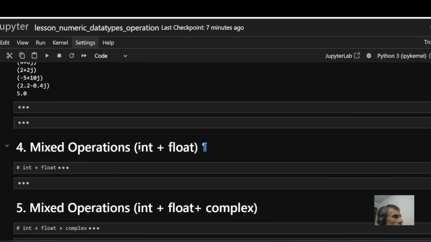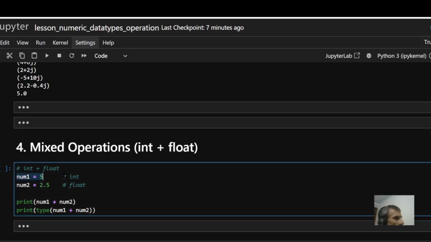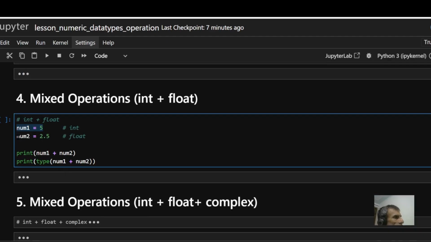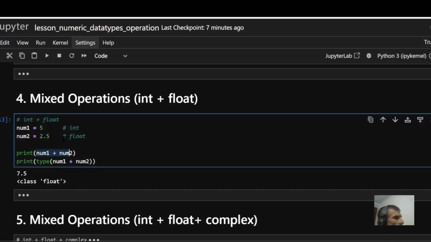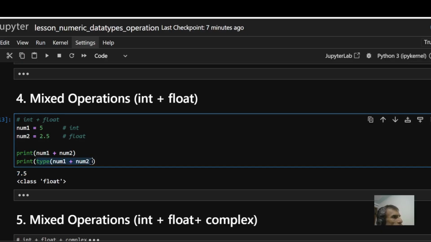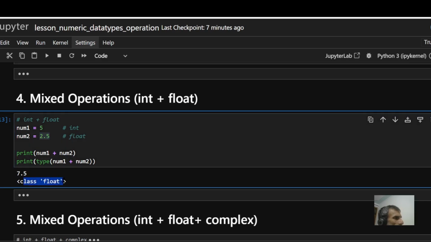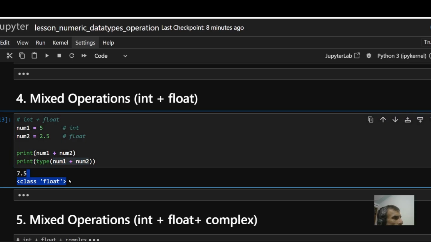And then let's look at some of the mixed operations. Let's say you have a number which is an int, the first number. The second number, let's say, is a float right here. If you take an int and a float and add them together, 5 plus 2.5, the answer is 7.5. I'm printing 7.5 over here, and it prints 7.5. I'm also printing the type. What type would that be? Well, if you take an int and add a float to that, the answer is going to be a float. So be aware of that.